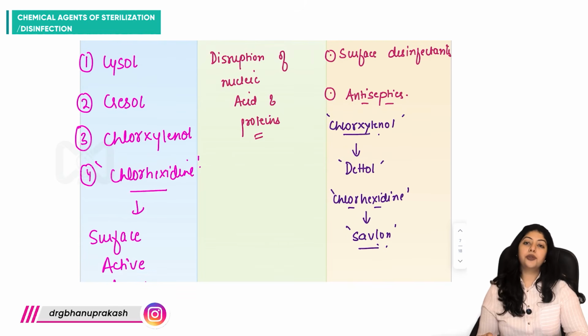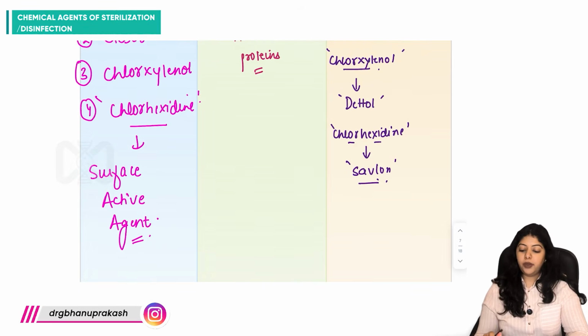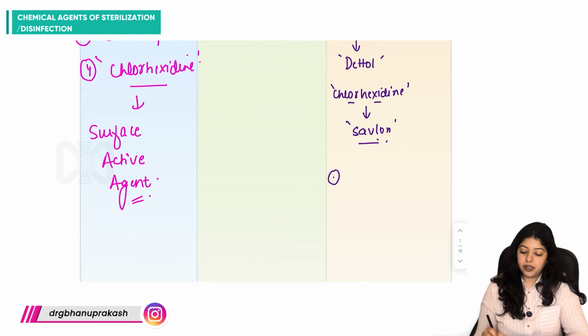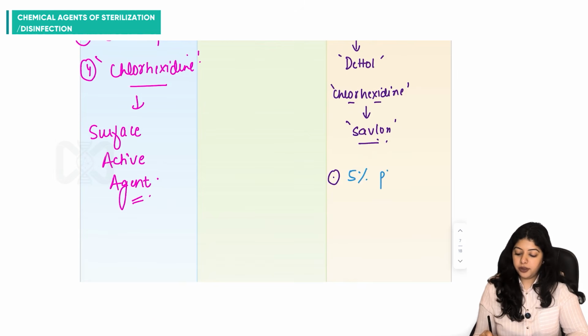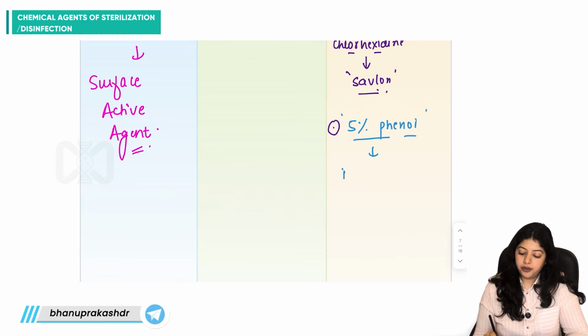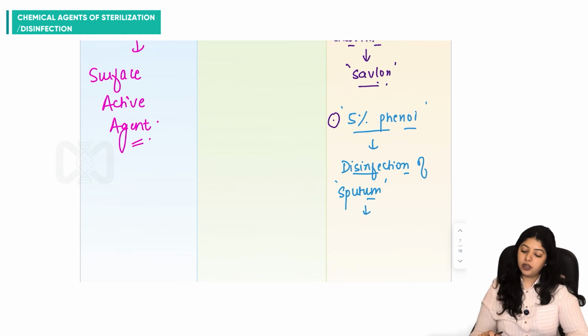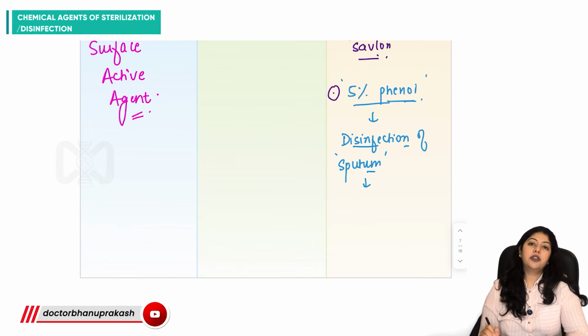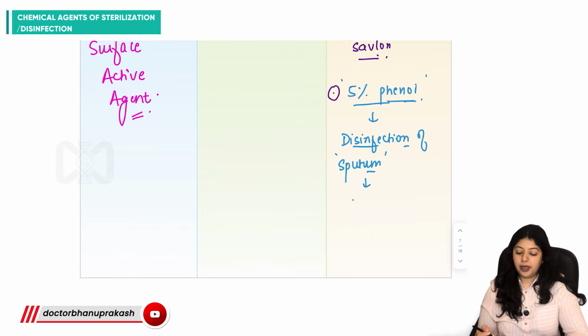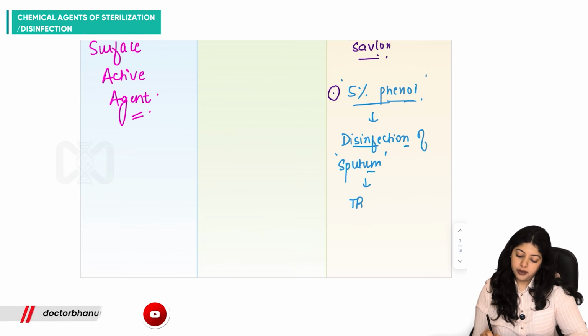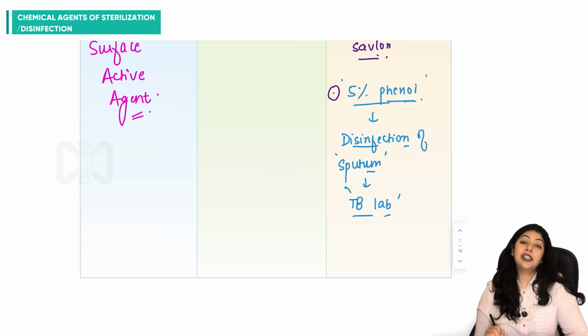So these are the major uses of phenols, and one important use of 5% phenol is the disinfection of sputum, which is collected from the TB patients. So this is the most common disinfectant which is used as a solution for the treatment of sputum samples. It is used in TB lab.